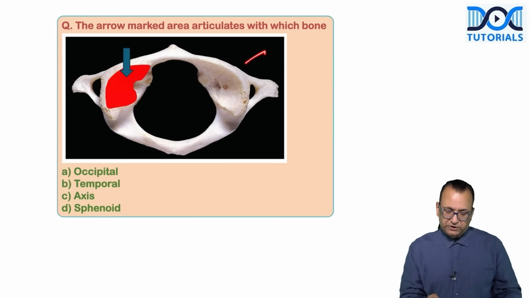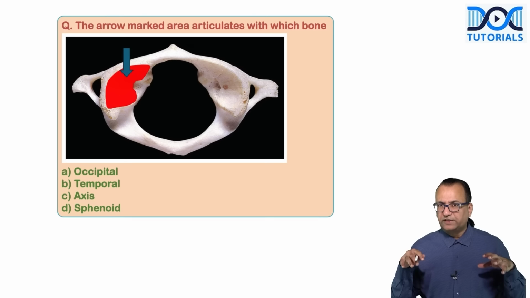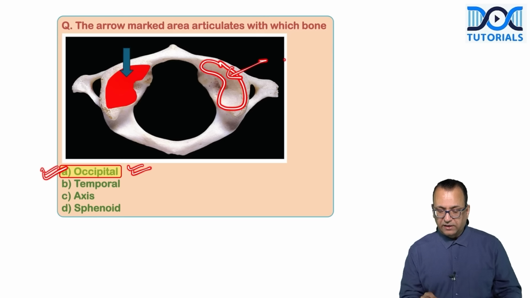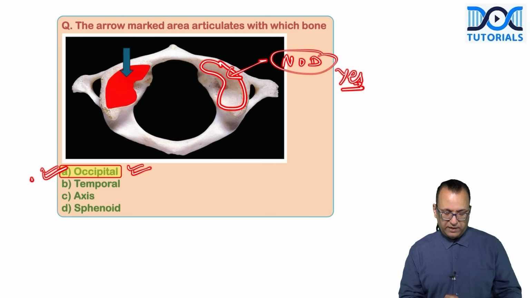Plus, of course, this will be having inferior articular facet for the axis, but this is superior articular facet, and that is for occipital bone. That is why in this question we have to keep our answer as occipital bone. Occipital bone will come here, forming atlanto-occipital joint, and that is for the nodding movement or yes movement. That is why we keep our answer as choice number A.